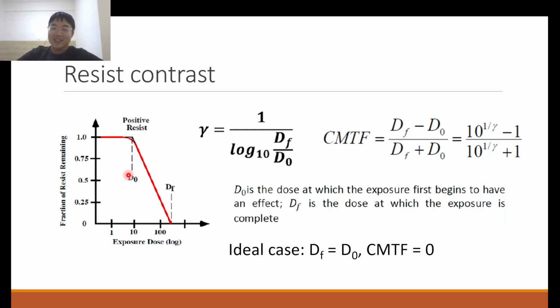However, in many cases, that's not the case. There's a certain gradient to the graph. There are certain doses of exposure where you get some resist dissolving or some resist remaining, and so that's not ideal.